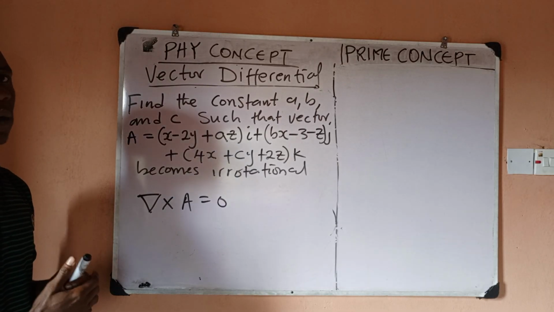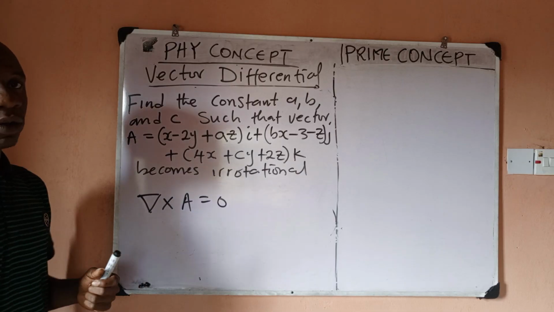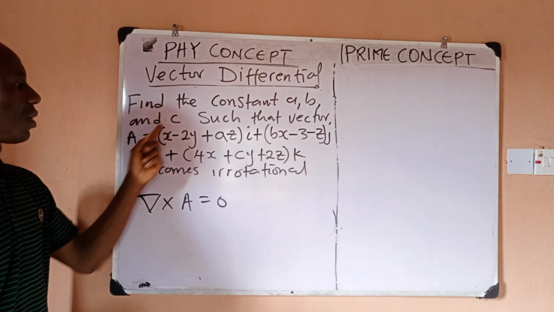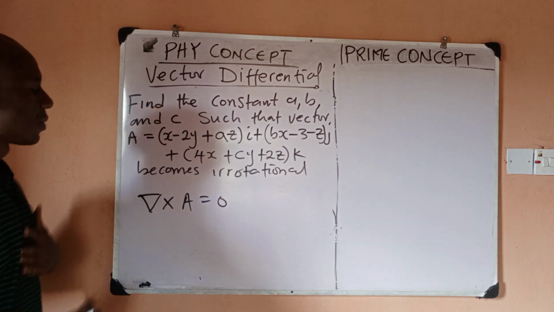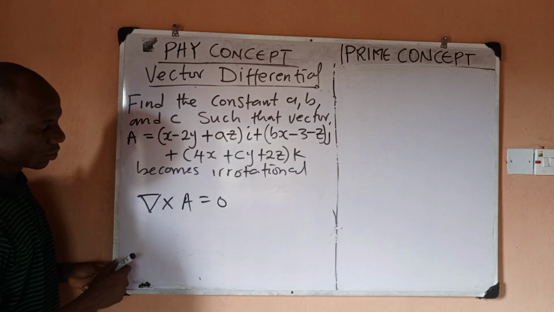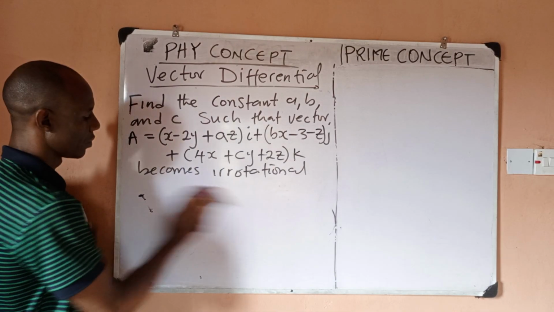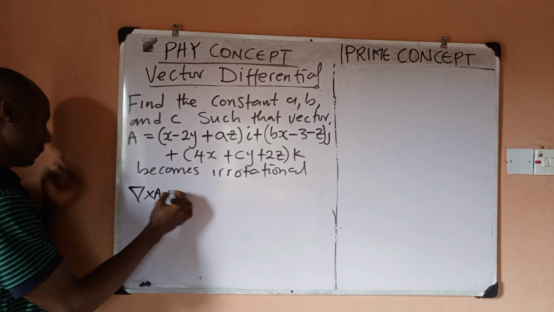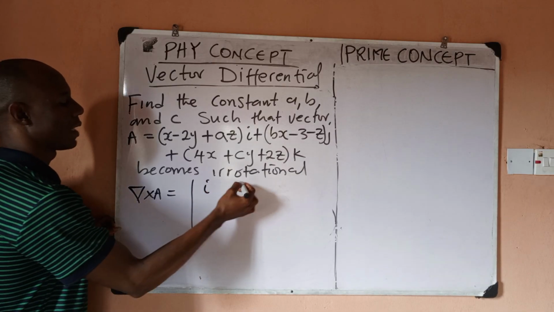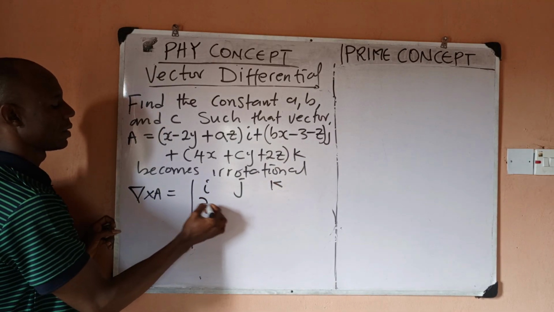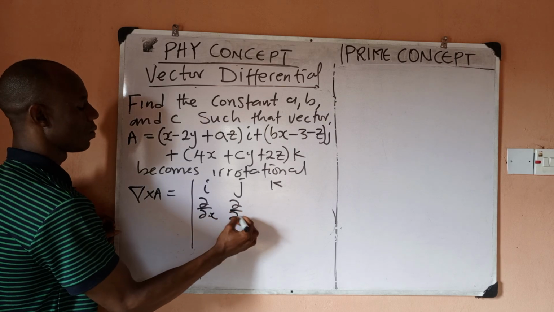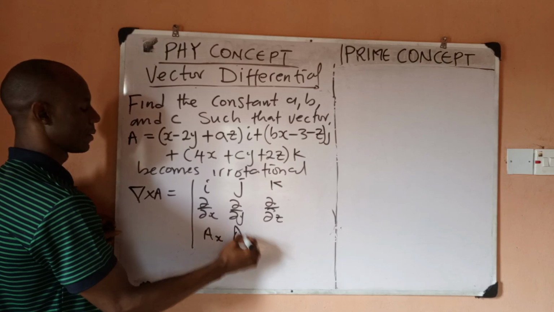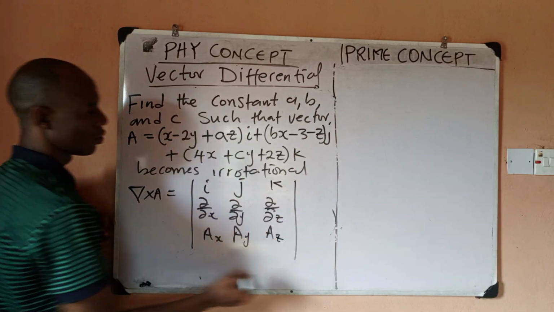So that is the condition for a vector to be irrotational. So still using our matrix form, because we're going to look for the curl and equate it to 0, so that we can find the values of a, b, and c. That is what the question wants us to do. Now, very quickly, it's going to be a bit long, but we're going to go through the process. So we have that the curl of A is the matrix i, j, k, del/del x, del/del y, del/del z, Ax, Ay, Az. This is what we have.